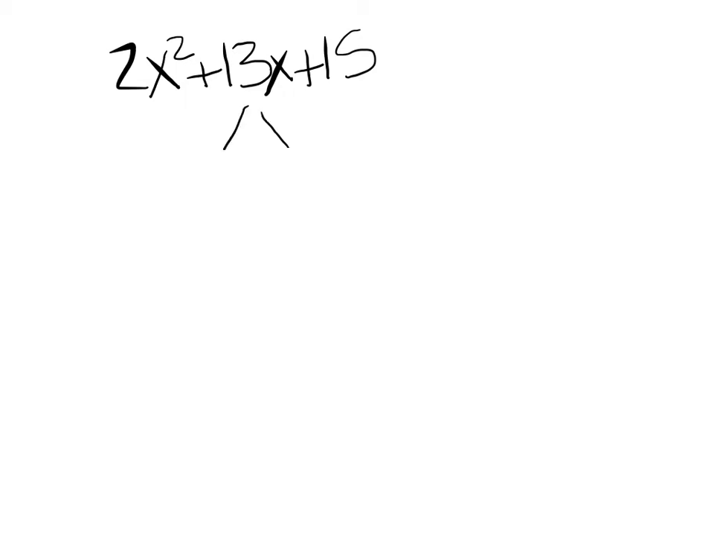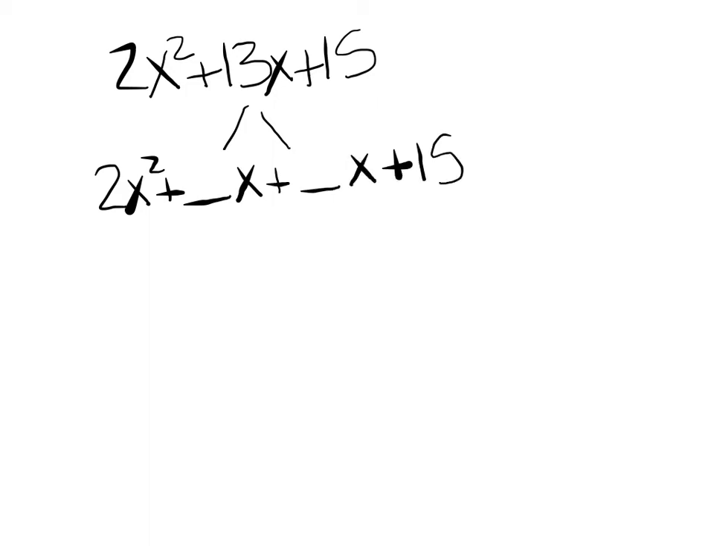We're going to do that by splitting the middle term up. We're going to have 2x squared plus something times x plus another something times x plus 15. Once we have 4 terms, we're going to be able to use factor by grouping. How are we going to figure out what those 2 terms are?